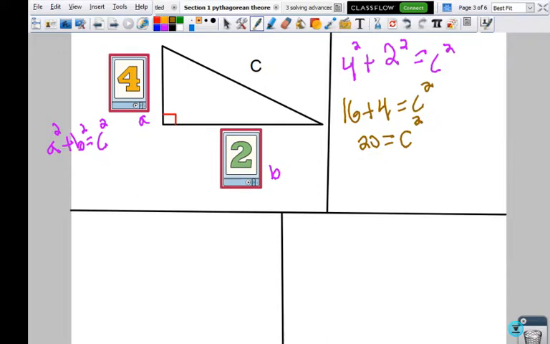I'm not done yet. C is not by itself yet. We have to get rid of the square, and to do that, we are going to square root both sides. So I'm going to square root 20, and whatever that is is going to equal C.